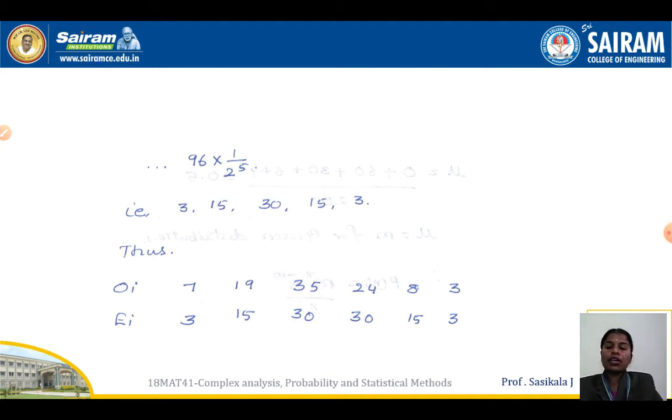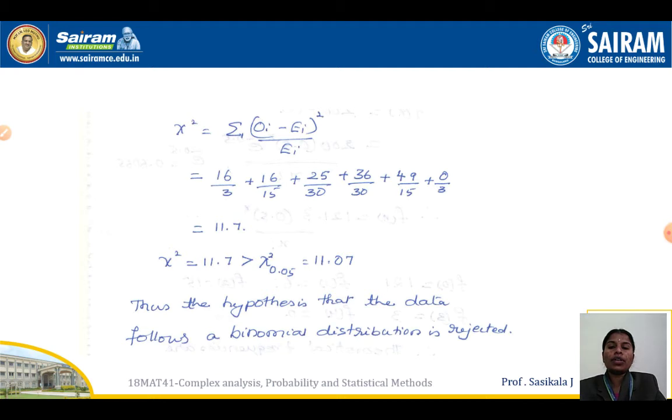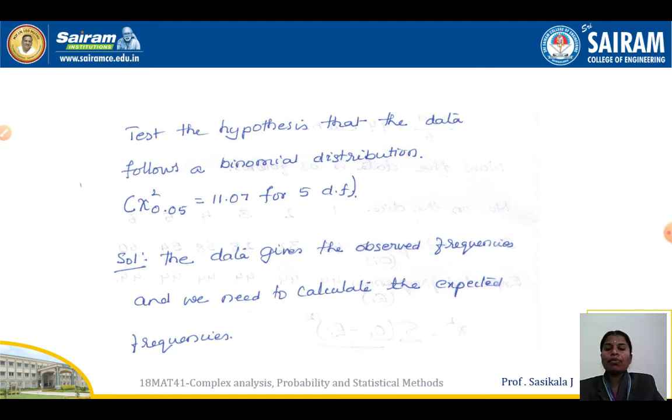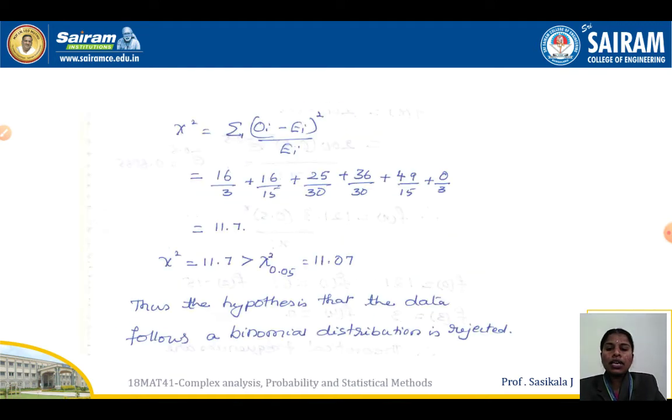So you can write all the frequencies here, then easily calculate the differences to compute chi-square. Chi-square is equal to the summation of (Oi minus Ei) whole squared by Ei. Substituting the values, you get 11.7. The question asks to test the significance at the 5% level, and the table value is already given for the degrees of freedom, which is 11.07. The value we got, 11.7, is greater than the table value. So the hypothesis that the data follows the binomial distribution is rejected.